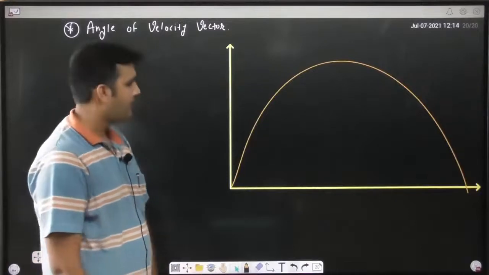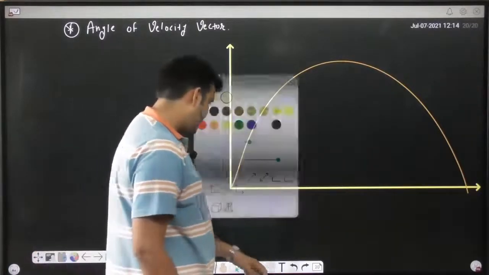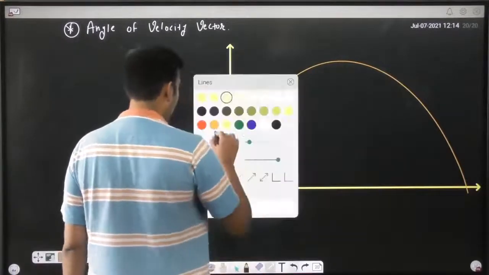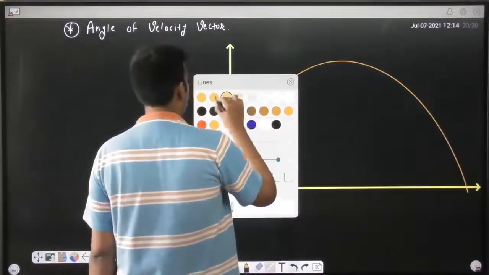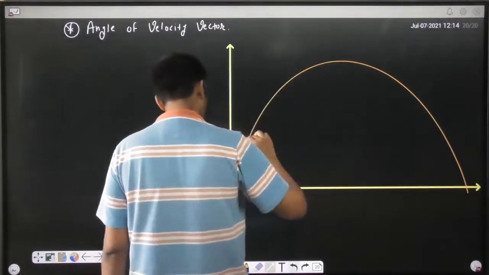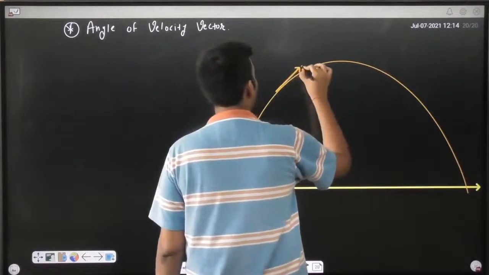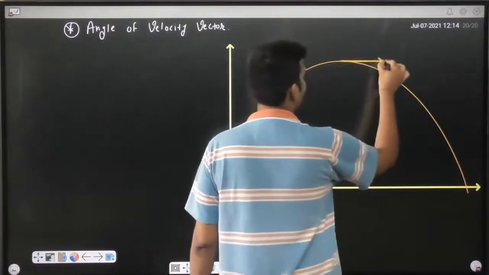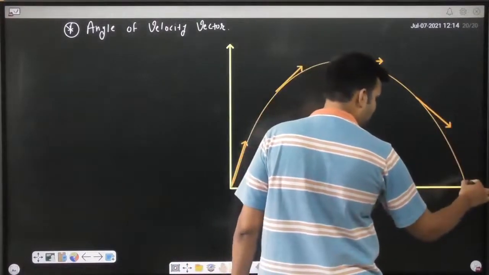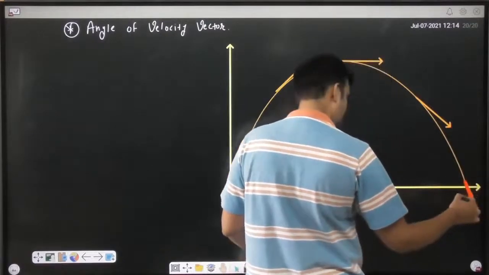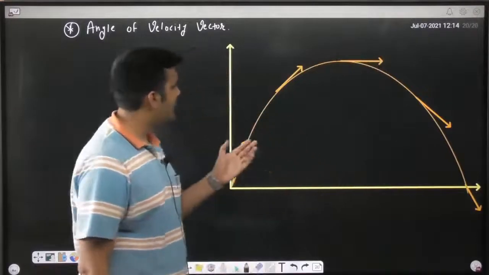Now, if you talk about angle, if you talk about velocity, we know that at each and every point your velocity will be in the tangential direction. Over here it will be in this direction, over here in this direction, over here in this direction. All are in the tangential direction, whatever the possible direction you have.